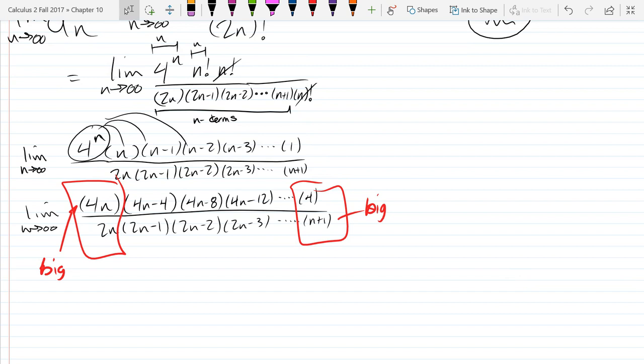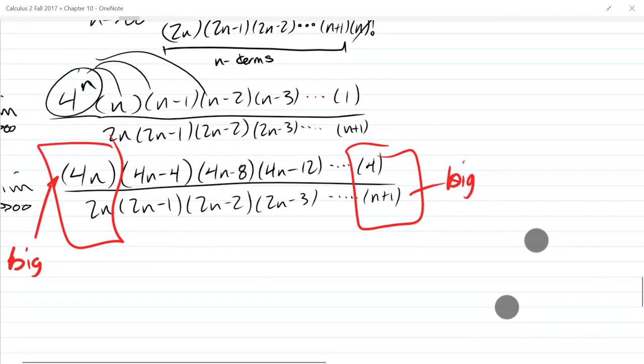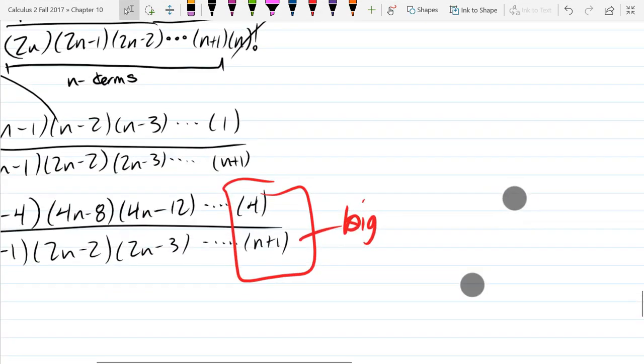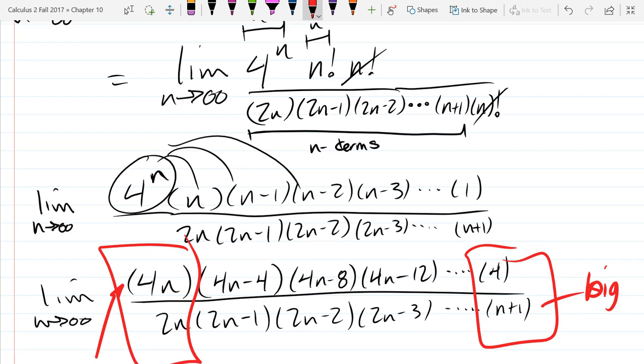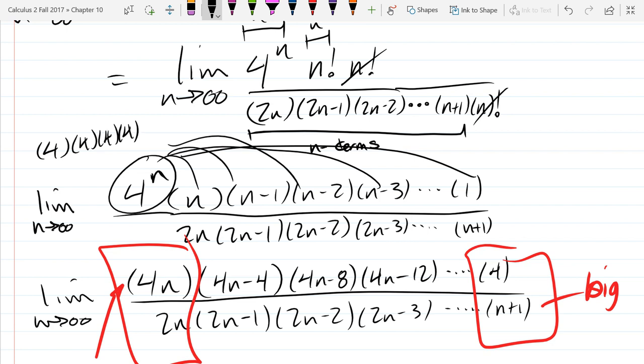This is probably a silly question, but when you multiply 4 to the n by n, what happens to the exponent? Why is it just 4n? So there's n terms right here. You could think of 4 to the n as 4 times 4 times 4 times 4, n times.